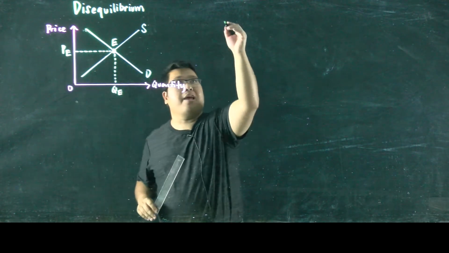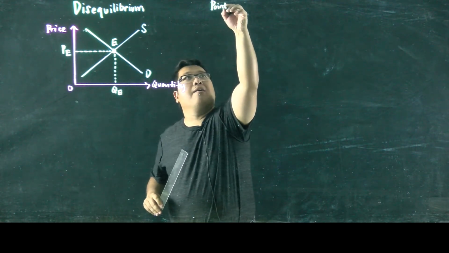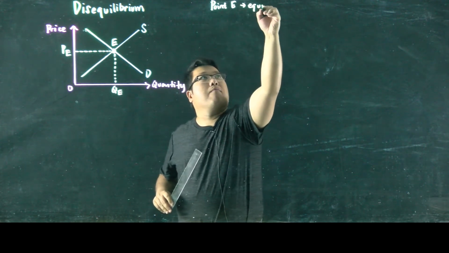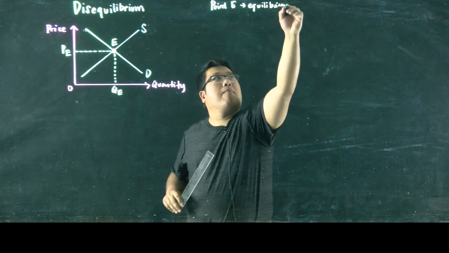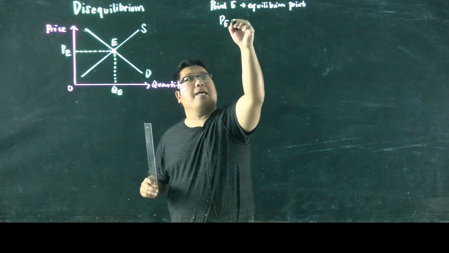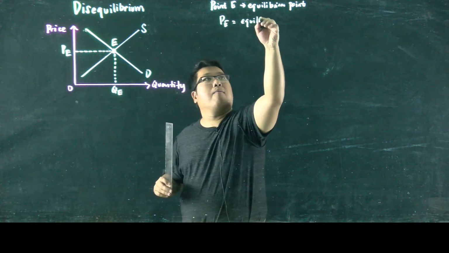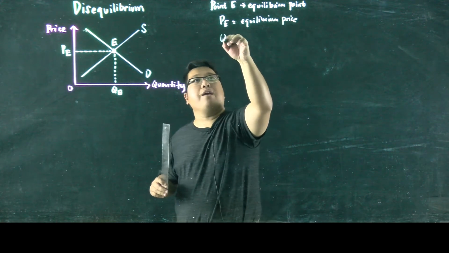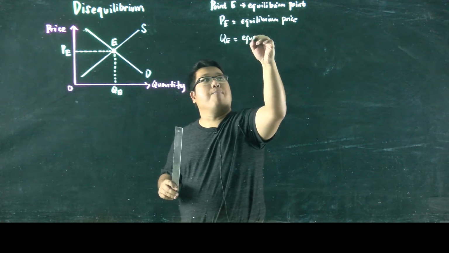So again, let me write that here. At point E, we have our equilibrium point. The equilibrium price is denoted by PE, and QE is our equilibrium quantity.